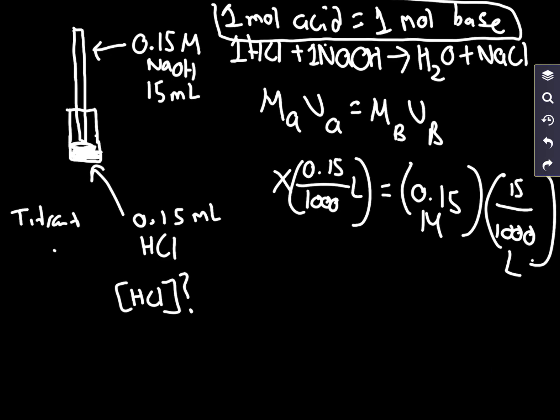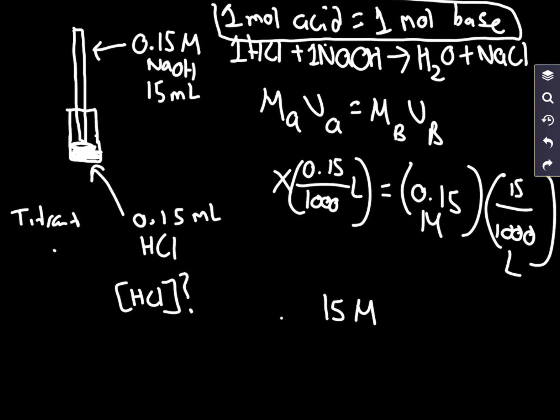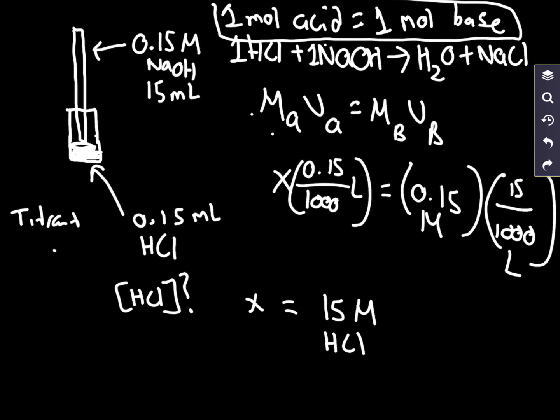So solving for X, if you put this into your calculator, I'm just going to do this real quick. So plug this into your calculator, and then you should get X, which is your molarity of the acid, equals 15 molar HCl.